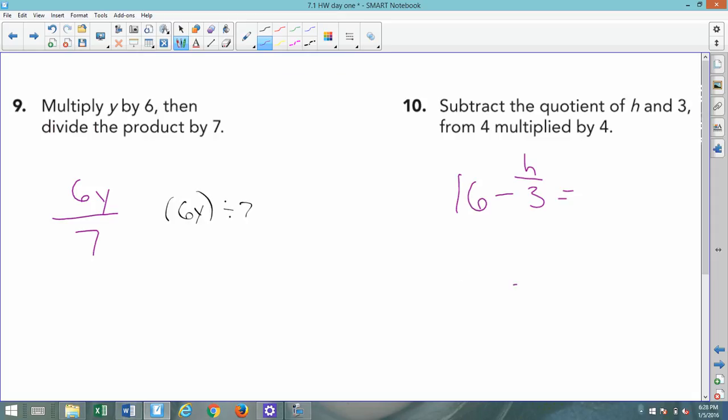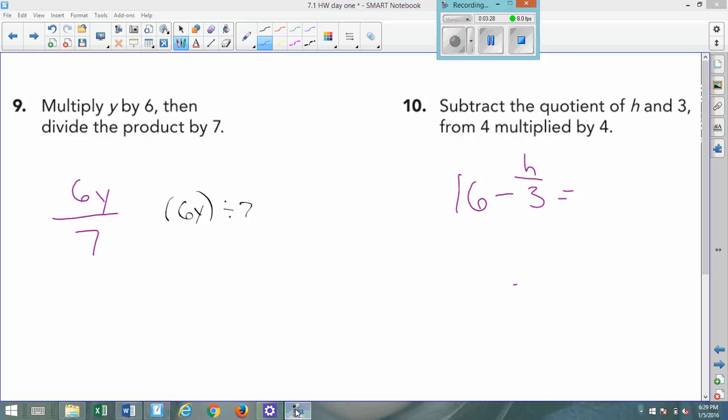Subtract the quotient of h and 3 from 4 multiplied by 4. So subtract the quotient of h and 3. So you got to do this separate. So h divided by 3 is going to be the separate part right here. From 4 multiplied by 4. And what I did here was I just did 4 times 4 is 16. 16 minus h over 3, and that's going to be correct. Next question.